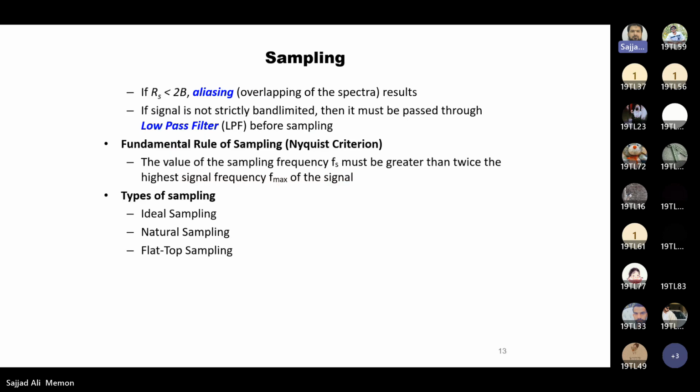So if R_s, that is the sampling rate, is less than twice the bandwidth, where B represents the maximum frequency component in the analog signal, that is, if we take the samples at a rate less than twice the maximum frequency component, then aliasing will occur, that is the overlapping of the spectral components. If the signal is not strictly band limited, then it must be passed through a low pass filter before sampling.